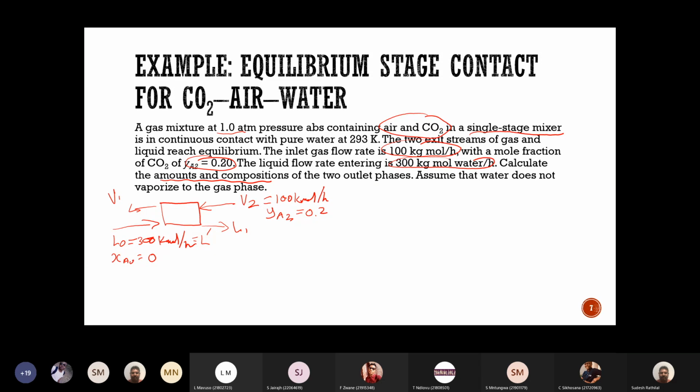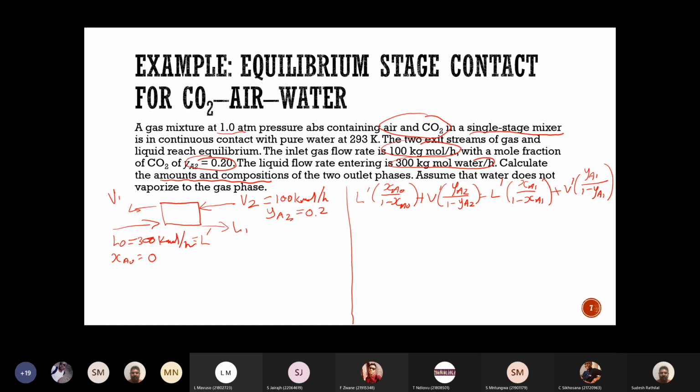Let's do the material balance. For us to write the material balance, what is the equation? The equation is L prime into XA0 over 1 minus XA0, plus V prime into YA2 over 1 minus YA2, equals L prime XA1 over 1 minus XA1, plus V prime YA1 over 1 minus YA1. That's my equation.